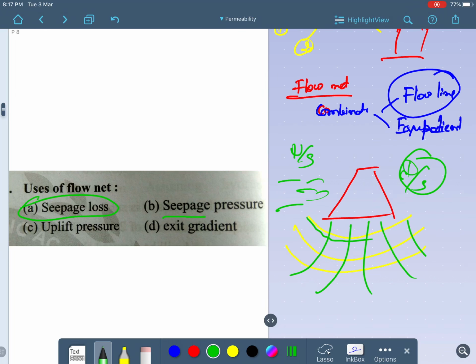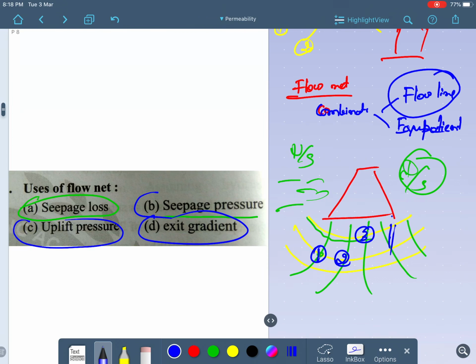Second, seepage pressure at a point. Let me take this as point number 1, point number 2, point number 3. At every point you can find the seepage pressure. What is the amount of pressure of seepage that is taking place? That is the second use. Third use is uplift pressure at a point. What is the uplift pressure that is going to take place?